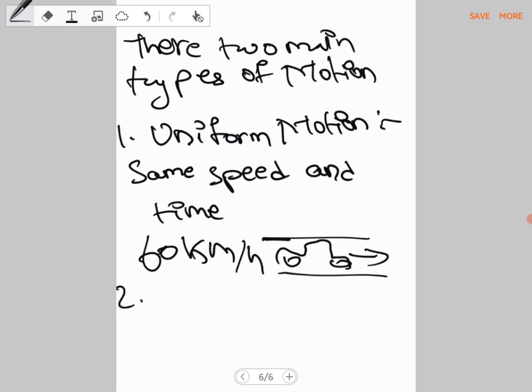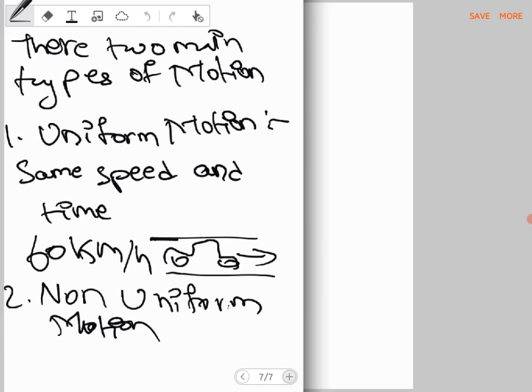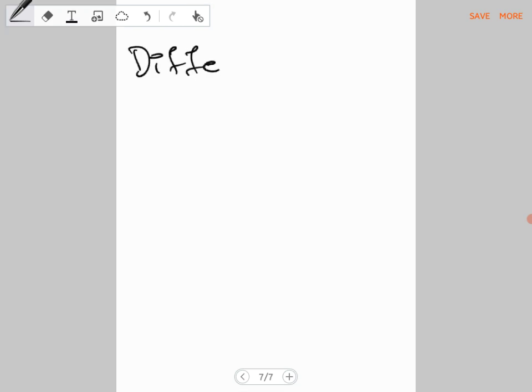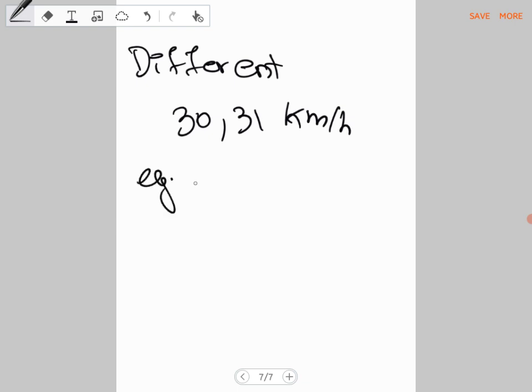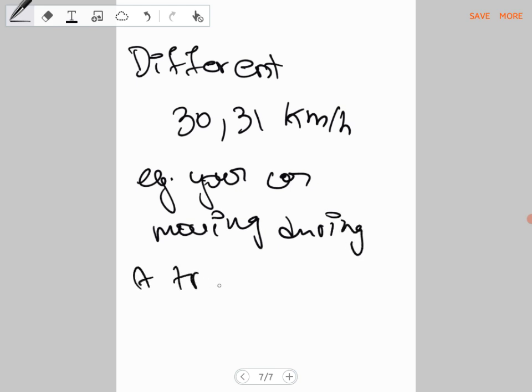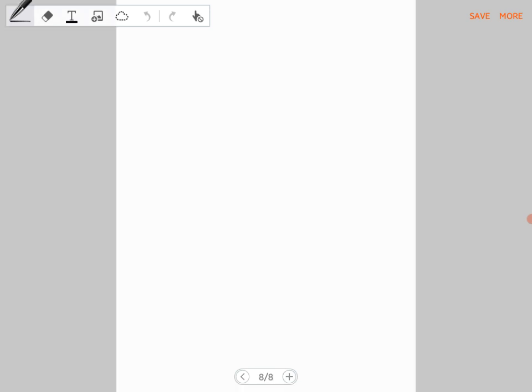And non-uniform would just be the opposite of it, which is basically that it goes in varying speeds, meaning different speeds. It keeps changing. It isn't 60 kilometers per hour every single time. It could be 30, it could be 31 kilometers per hour. Example would be your car moving during traffic, a traffic jam. So yeah, for today these are the basic definitions that you learned.